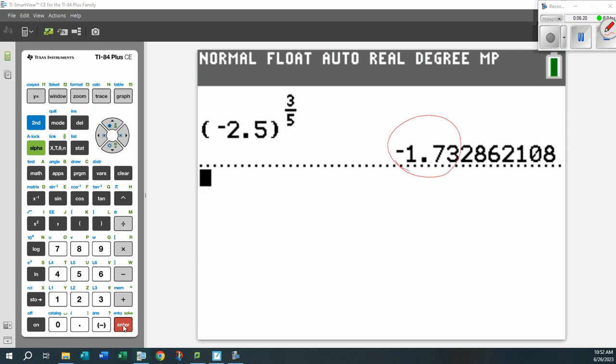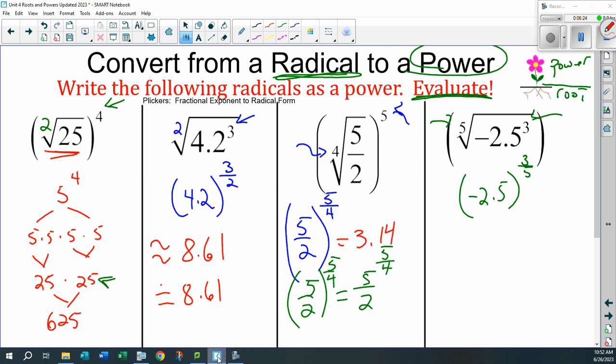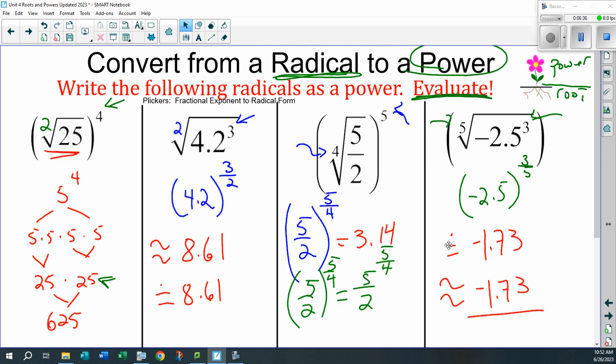Boom. Another ugly number, but I like taking these to 2 decimal places. Good enough. Negative 1.73. And remember, that's an approximate, or you can use the wavy equal sign. Remember, these are all irrational numbers, and they're all approximations because you're going to round them. Those are tough, but you know what? Using your calculator really simplifies things, doesn't it?